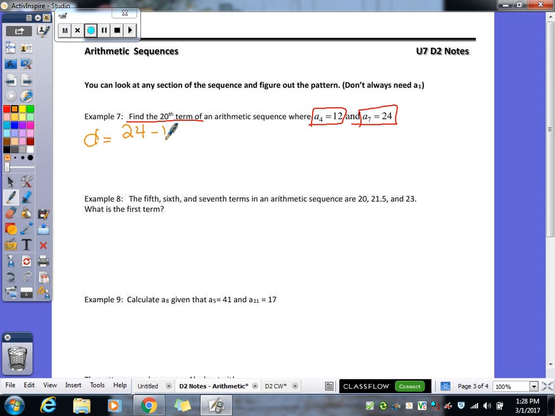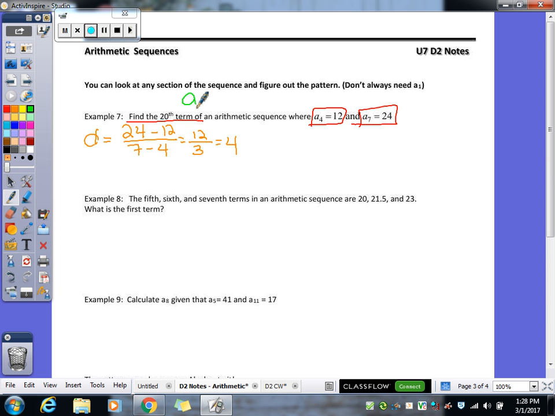So my term 7 minus my term 4 over 7 minus 4. Because we're skipping them, you got to put it over the 7 minus 4. So 24 minus 12, what does that give us? 12. 7 minus 4 gives us 3. So our common difference is a 4.